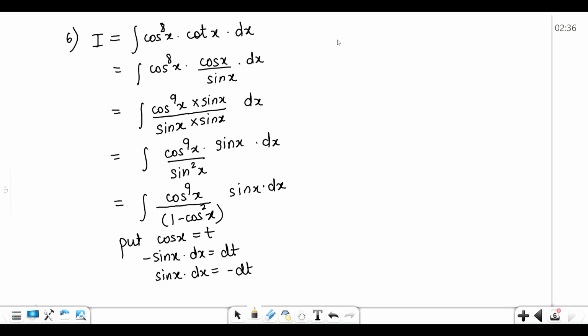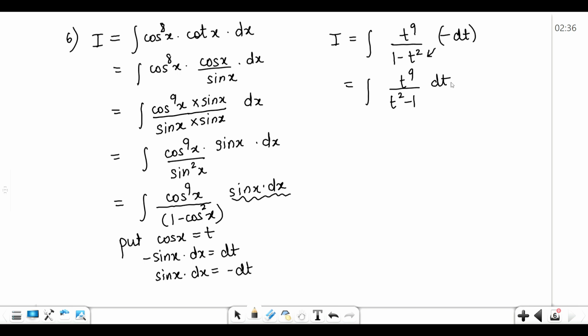So here I is equal to the integration where sin x dx will be replaced with minus of dt. This gives t to the power 9 upon 1 minus t square. What we'll do here is take this minus and put it in the denominator, so that gives t to the power 9 upon t square minus 1, dt. In the numerator we have t to the power 9, which is greater than the power in the denominator, t square minus 1, so we'll have to divide this.